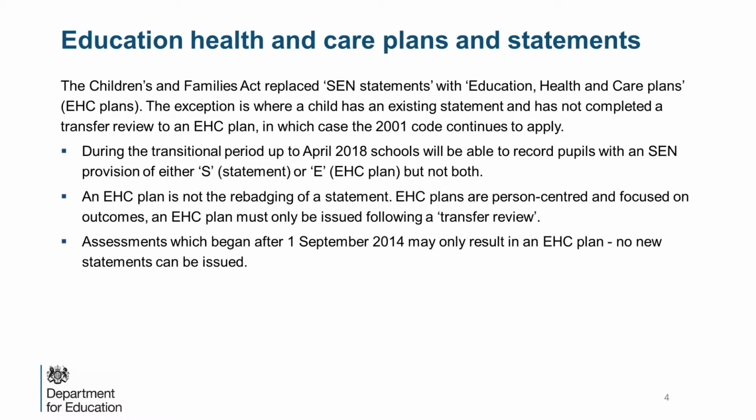An EHC plan is not the rebadging of a statement. To ensure that EHC plans are person-centred and focused on outcomes, an EHC plan must only be issued following an EHC needs assessment. At the time of the census, any statements under review should be recorded as code S. The EHC plan code E should only be used when the local authority has agreed a final plan. Where a pupil has an existing statement, they must not be recorded as having an EHC plan without first completing a review.